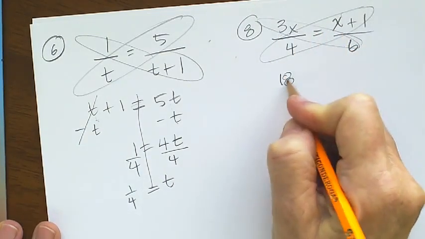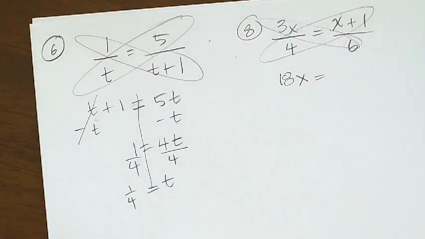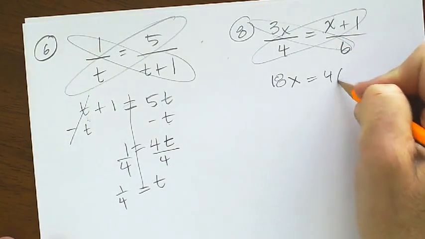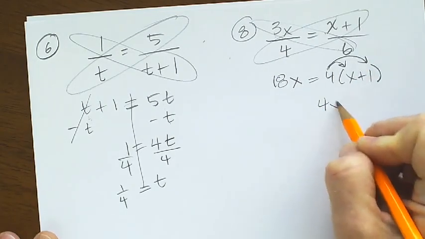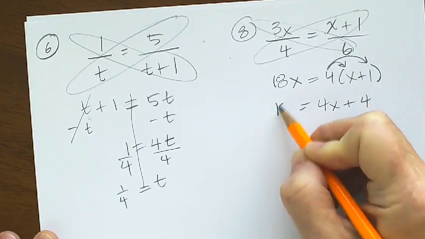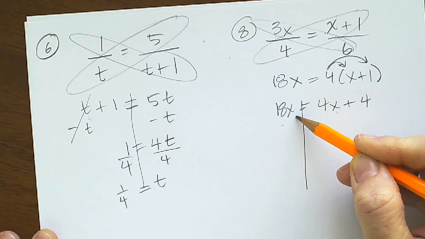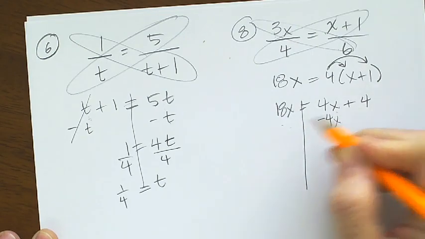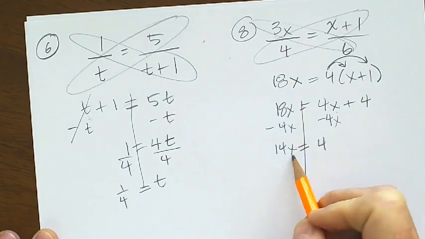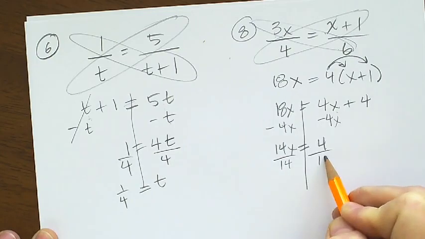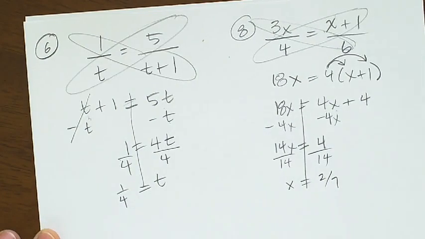6 times 3x is 18x. 4 times x plus 1. So I'm going to distribute, which is going to give me 4x plus 4 is 18x. X is on both sides. 4x is smaller than 18x. Subtract 4x from both sides. So 14x equals 4. Divide both sides by 14. So x equals 4 over 14, which reduces to 2 over 7.